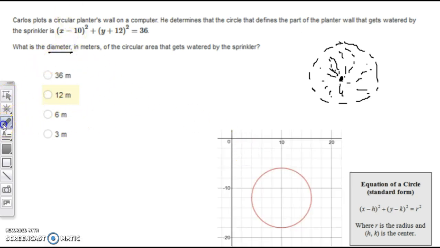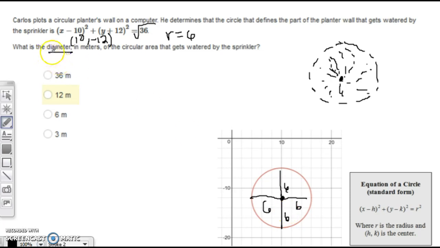So the center is at +10, -12, and the radius is 6. So you would start over here at +10, -12, and then you would count 6 in each direction. This is going by 2. So 2, 4, 6, in each direction.